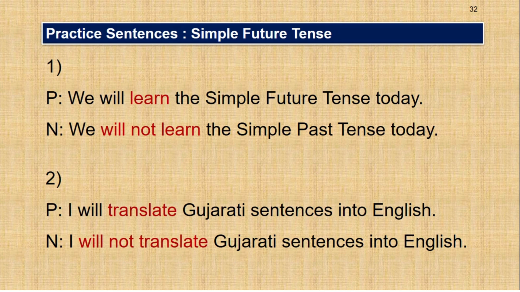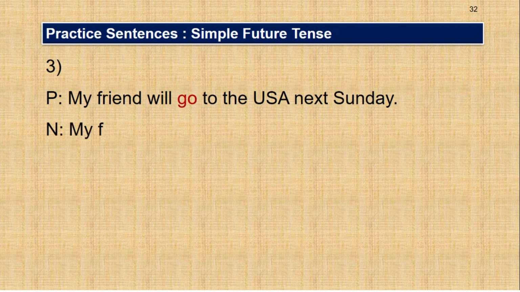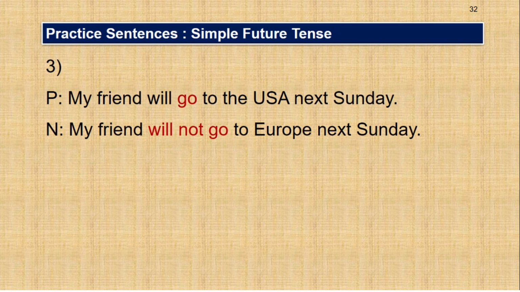I will not translate Gujarati sentences into English. Let's move ahead to the next screen, guys, where I'm going to give you 10 practice sentences, so don't ever skip the video. All the good information is flowing through these lectures. Third sentence: my friend will go to the US next Sunday. My friend will not go to Europe next Sunday. My friend is not going to Europe. He is going to the USA, or she is going to the USA.